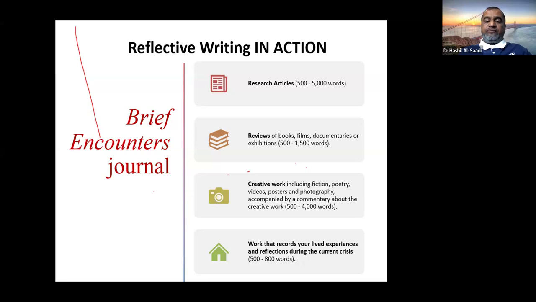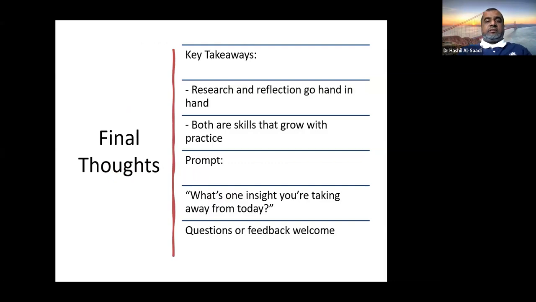You can even have some kind of creative work, including fiction, poetry, videos, posters, photography, and so on, of up to 4,000 words. Or you can submit any work that records your lived experiences and reflection during your current crisis, up to 1,800 words. So it can be a brief description. This is one way to put your reflective thoughts in action by writing for the journal. And of course, you can have more information about that.